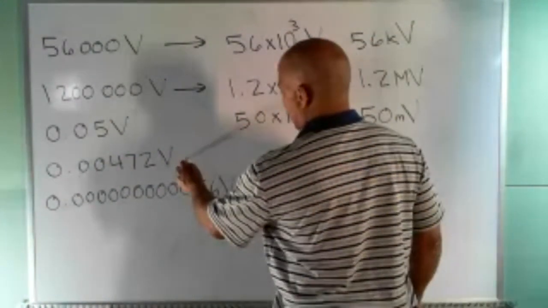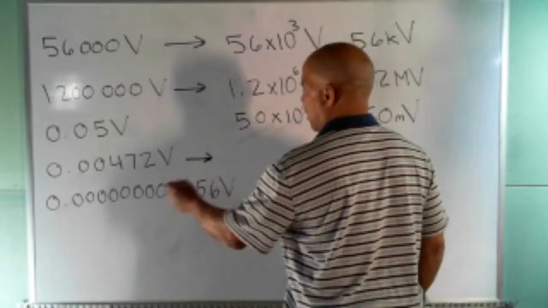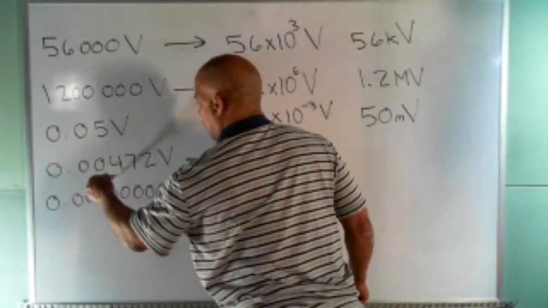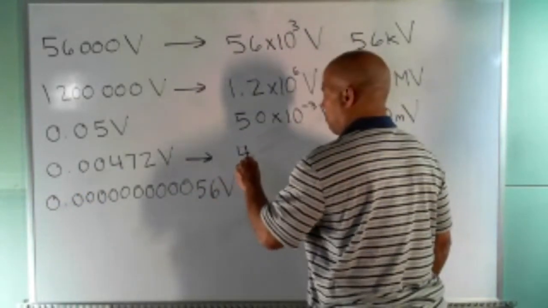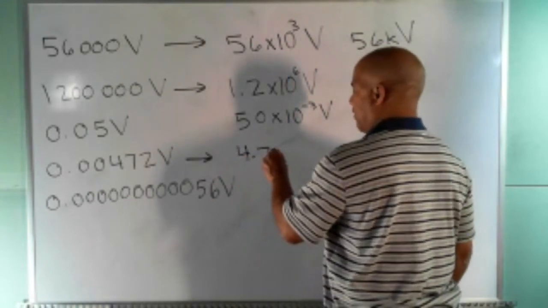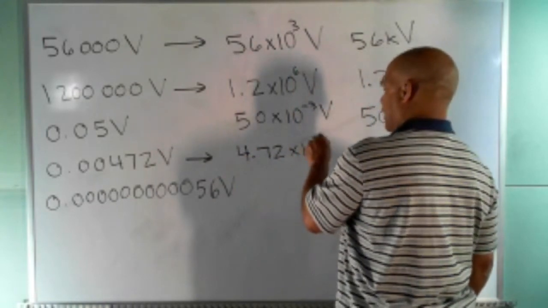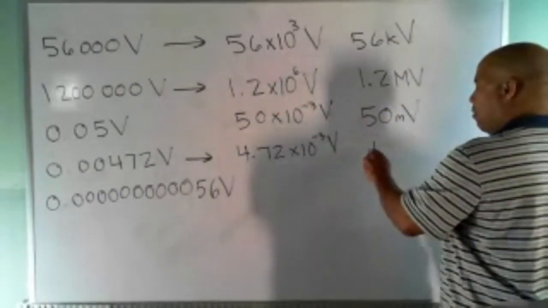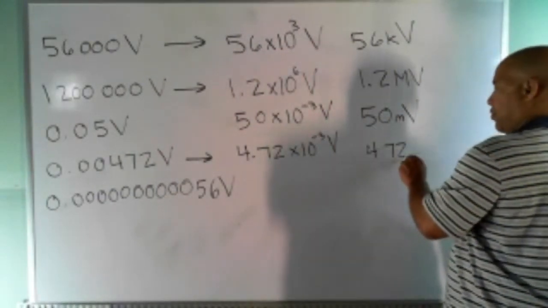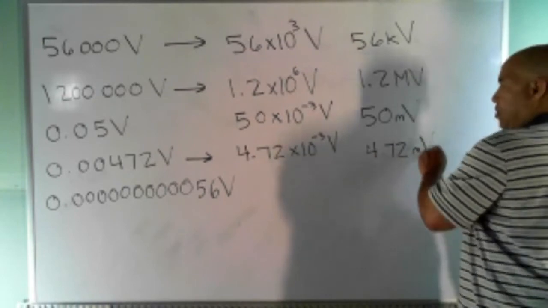This one is kind of the same way. I would have 1, 2, 3. So it's 4.72 times 10 to the minus third. Or 4.72 millivolts.